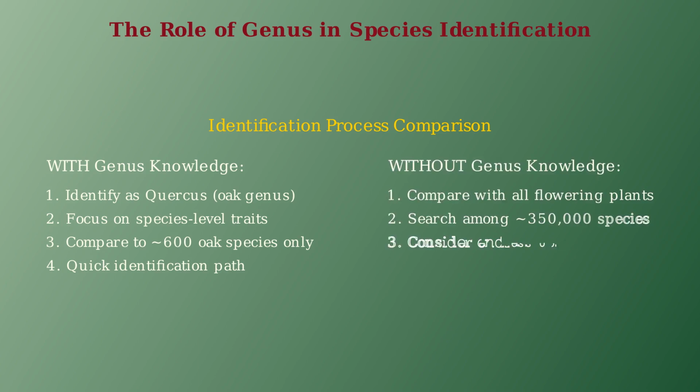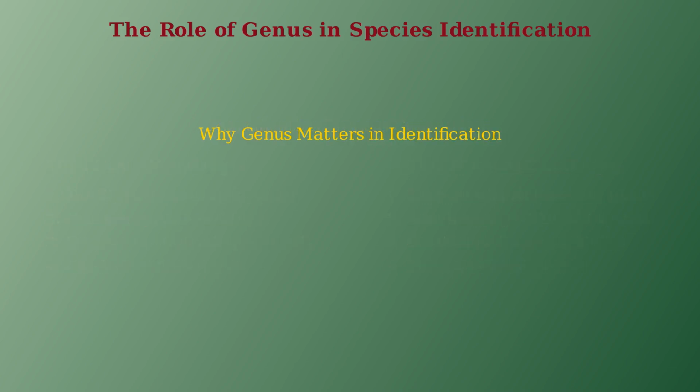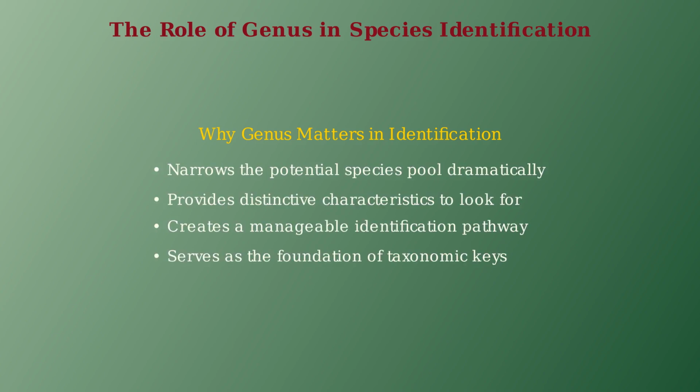Without genus knowledge, you would need to compare your specimen against hundreds of thousands of flowering plant species, making identification extremely challenging. Let's summarize why genus-level knowledge is so important for species identification. Genus knowledge narrows the potential species pool dramatically, provides distinctive characteristics to look for, creates a manageable identification pathway, and serves as the foundation for taxonomic keys.